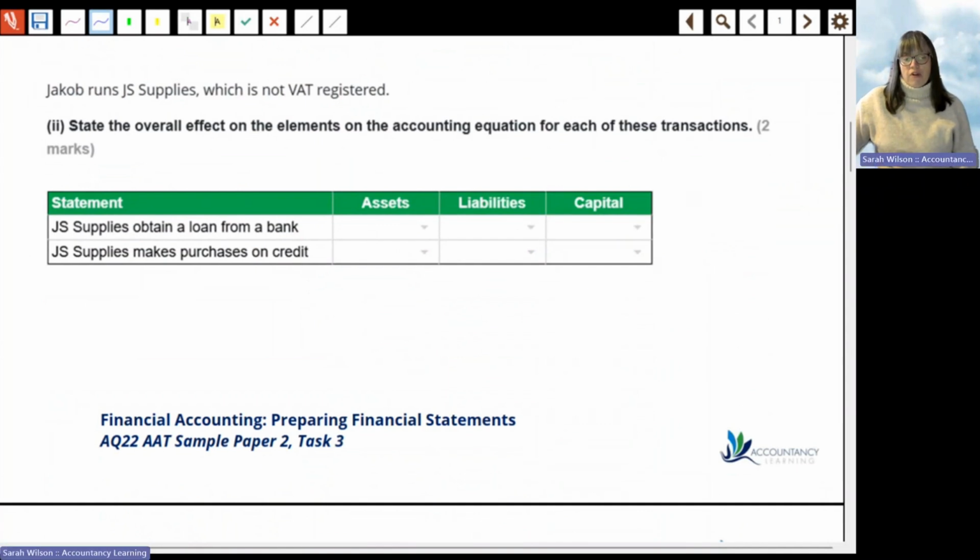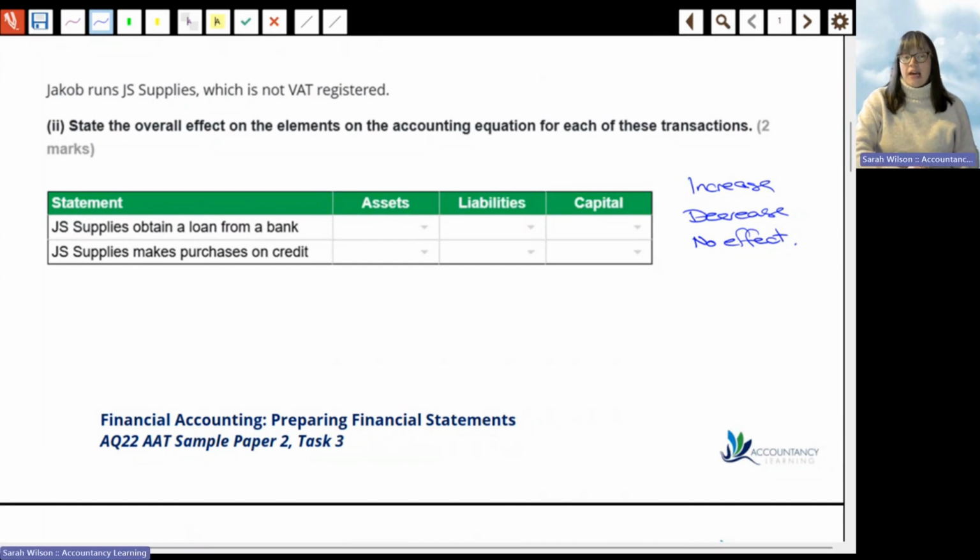Next then, Jacob runs JS Supplies, which is not VAT registered. State the overall effect on the elements of the accounting equation for each of these transactions. These little drop-down boxes here will ask you to choose from increase, decrease, or no effect.